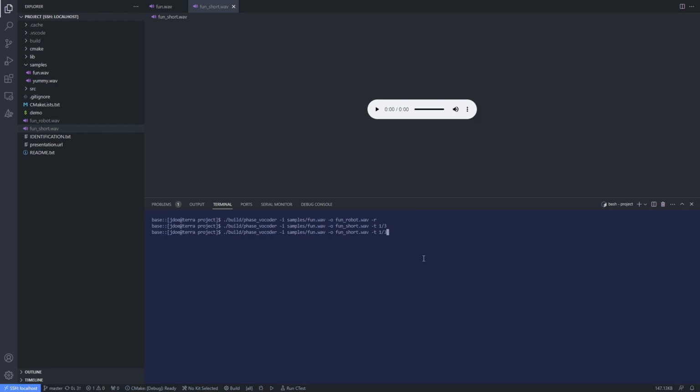And finally, let's use the time duration effect one more time, but let's expand the signal by a factor of 2.